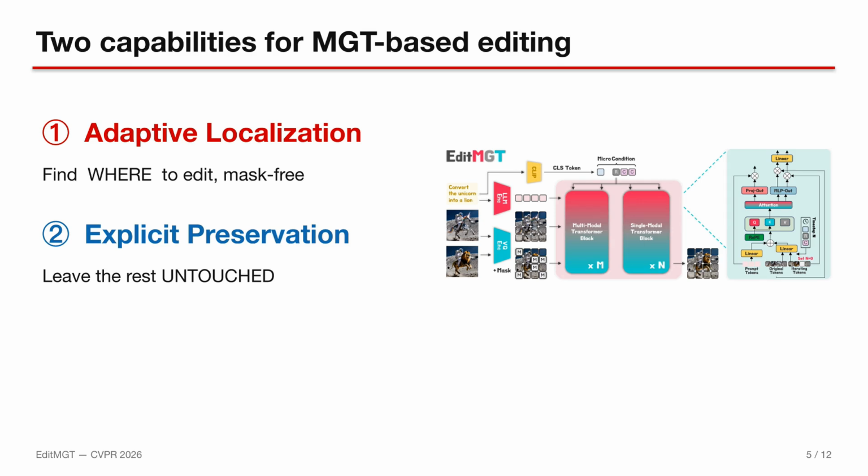To turn this into a real editor, we need two capabilities. First, adaptive localization. Figure out where the edit should land without a user-drawn mask. Second, explicit preservation. Guarantee that everything outside that region stays untouched.